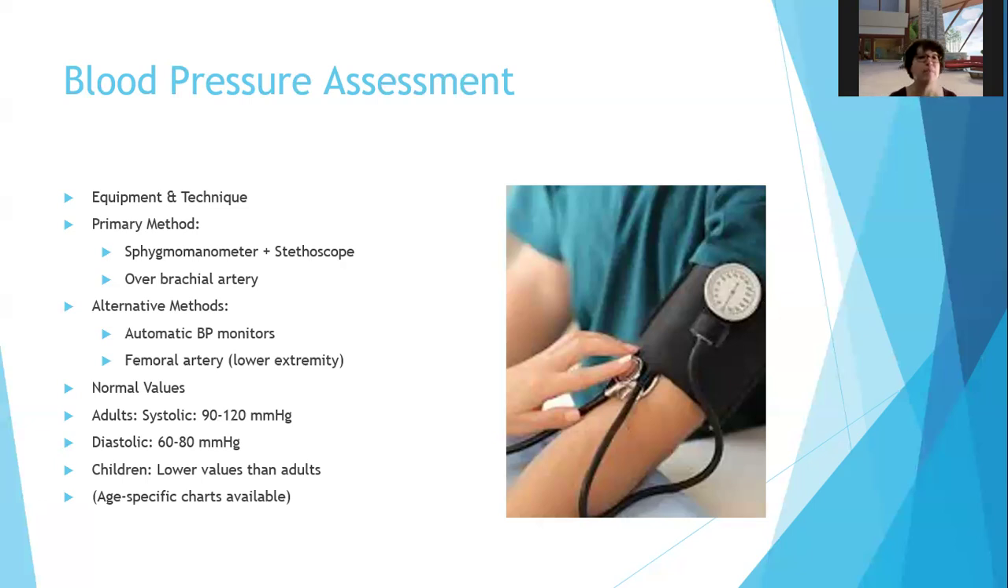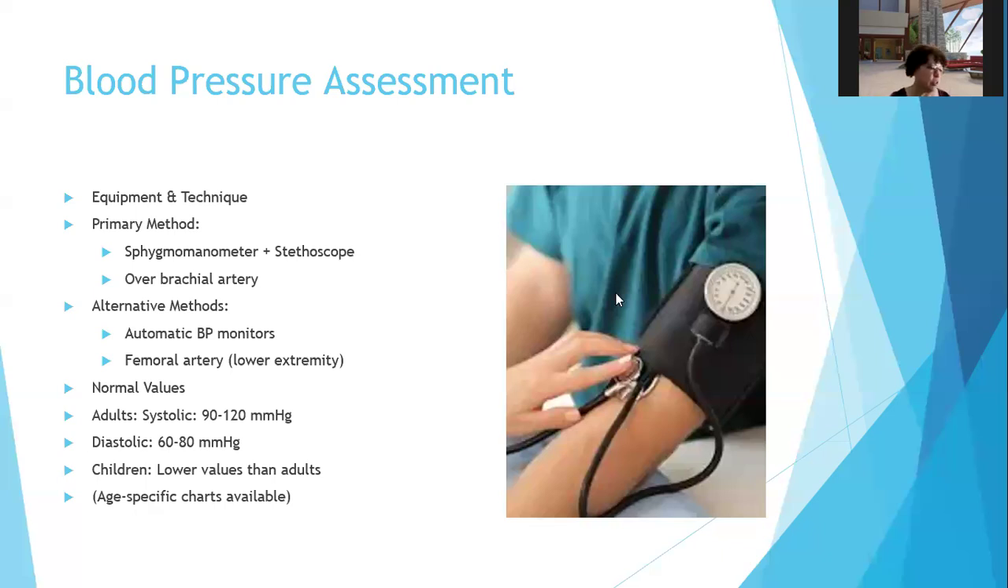Sometimes you're going to take a blood pressure using the femoral artery pulse on the lower extremity. There is a method of assessing peripheral vascular disease, which is called the ankle brachial index, which is ABI. If you take the blood pressure on the arm and on the ankle, it should be the same. And if there's a difference, if the blood pressure is lower at the ankle, it's indicative of peripheral artery disease.